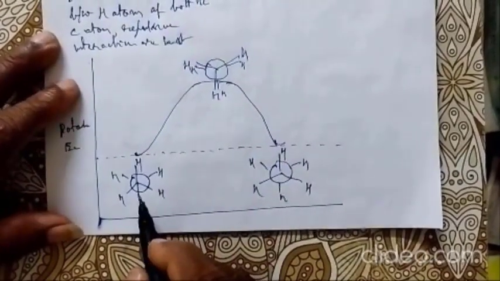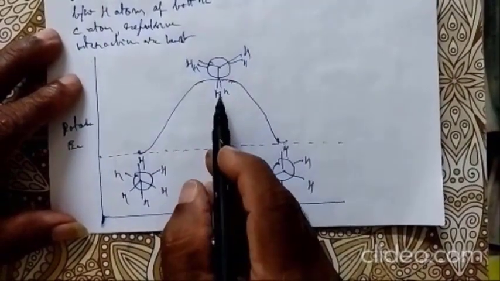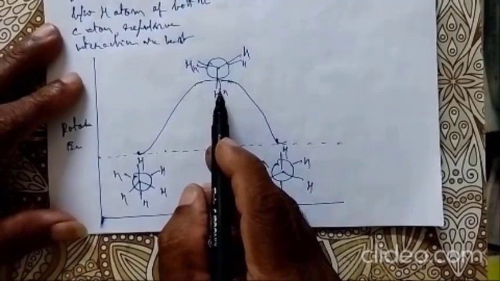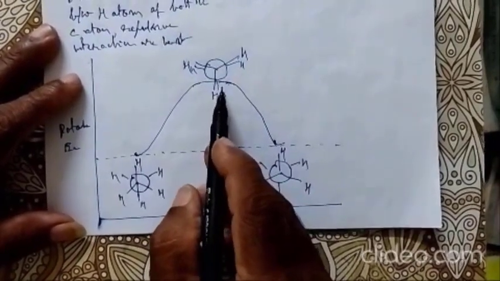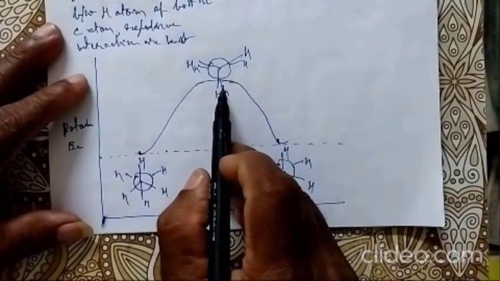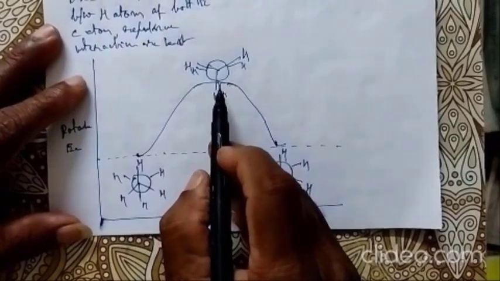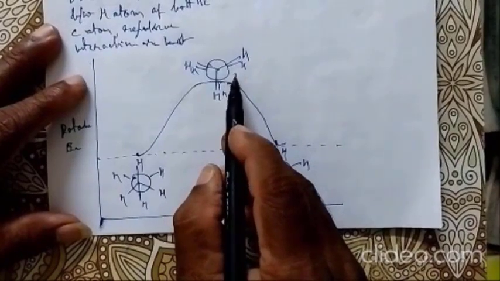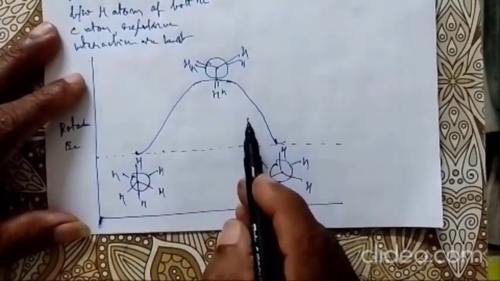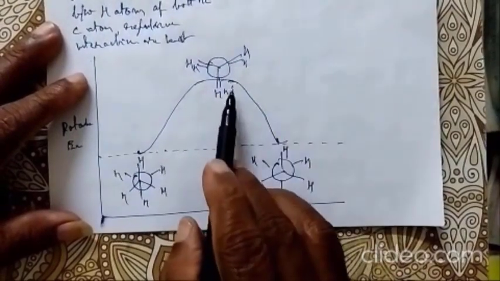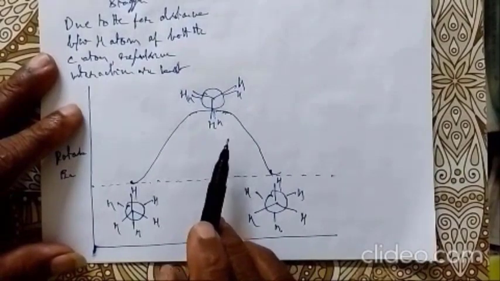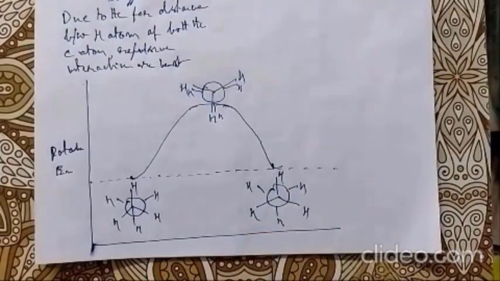So when staggered changes to eclipsed, the energy increases. Since energy increases, the eclipsed form is less stable. The energy increases because the hydrogen atoms of one carbon atom are near to the hydrogen atoms of the other carbon atom. That is, the distance between the hydrogen atoms is less. Therefore, repulsive and attractive forces increase. Therefore, energy increases. Thus, the eclipsed form is less stable when compared to staggered.